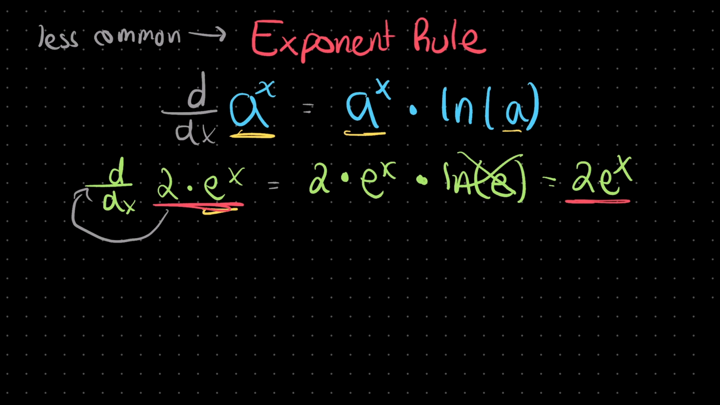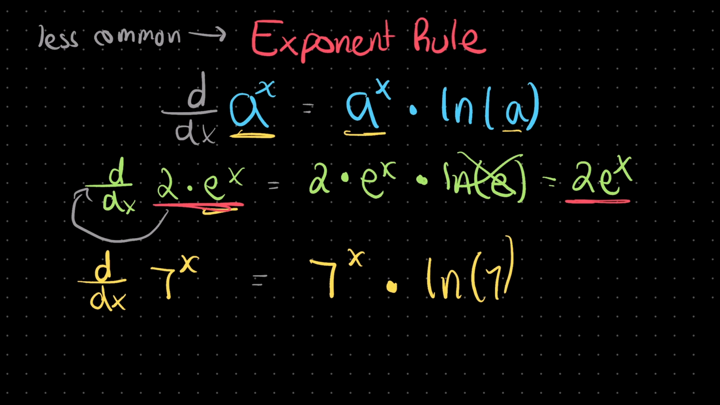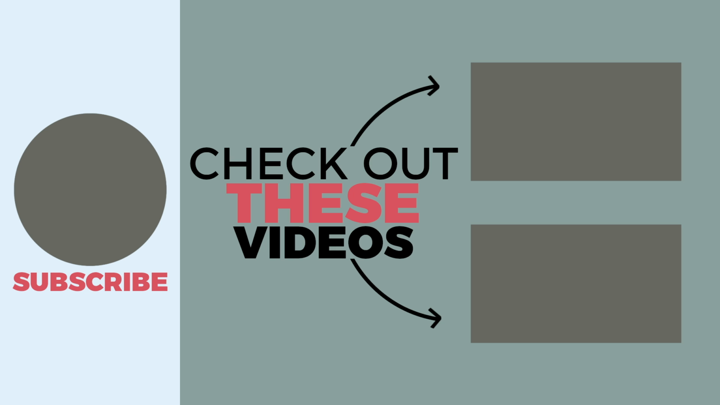Say we wanted to take the derivative of 7 to the x. We would say that is equal to 7 to the x times the natural log of 7. And that's all you need to know to understand the basics of the power rule and the exponent rule when it comes to differentiation.